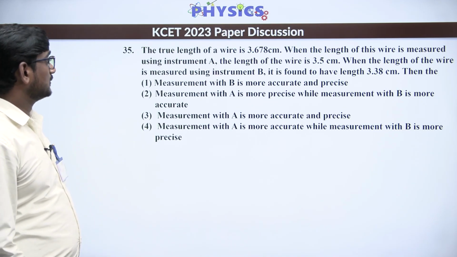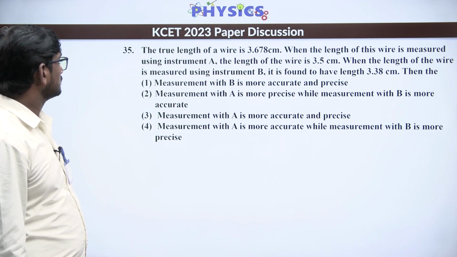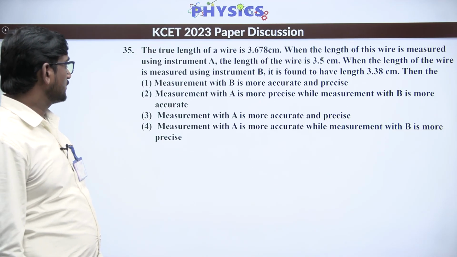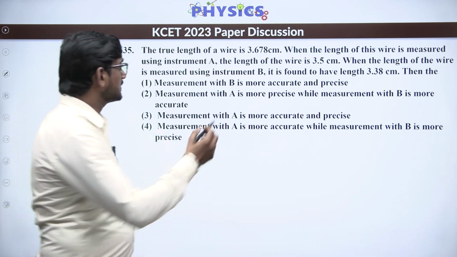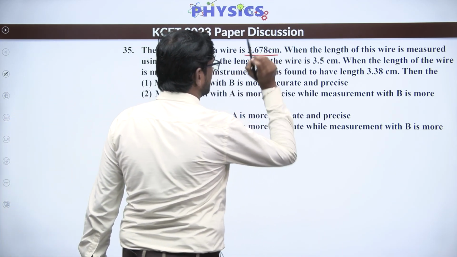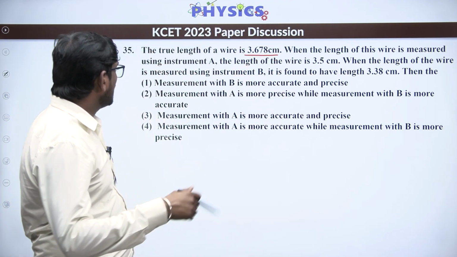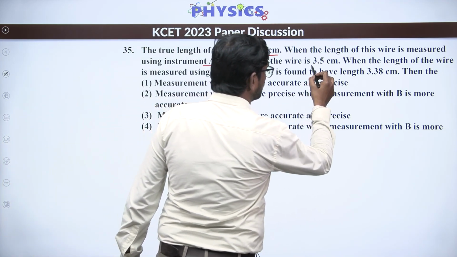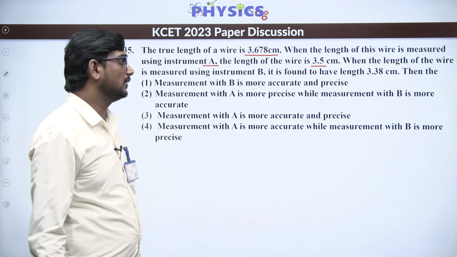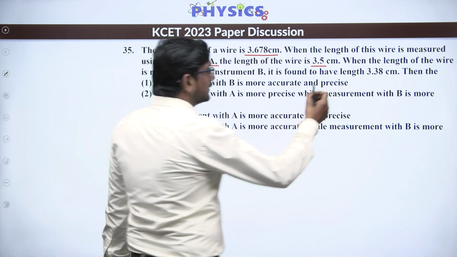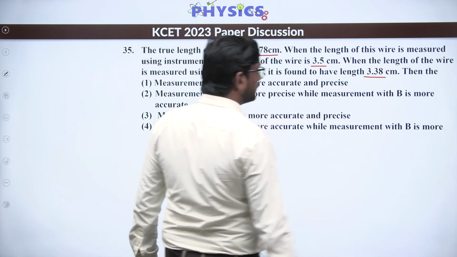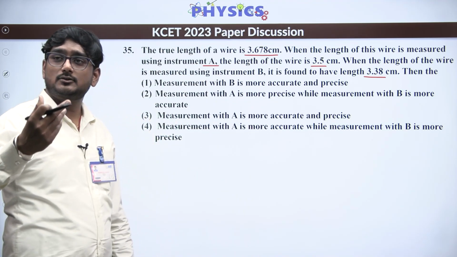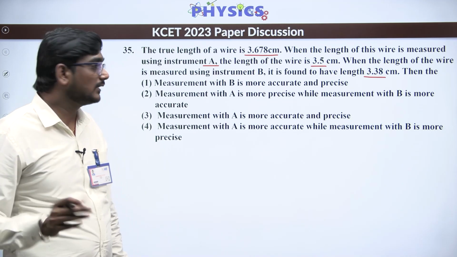The next question is, the true length of a wire is given as 3.678, right? And we are using instrument A. With the instrument A, the length of the wire comes out to be what? 3.5 centimeter. And with the instrument B, the length of the wire comes out to be what? 3.38 centimeter. So you have to say which instrument is more precise and which instrument is more accurate.